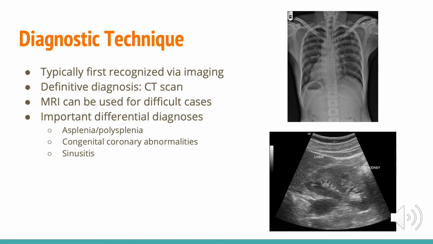There are some other important differential diagnoses to make to ensure there aren't any other reasons to explain why an organ might appear to be in the wrong location on an image. Asplenia and polysplenia, when there is no spleen or multiple spleens, or congenital coronary abnormalities, when vessels are located in the wrong location, typically the coronary artery, and sinusitis, which can cause the sinus to show up dense, mistakable for a bone on an image.